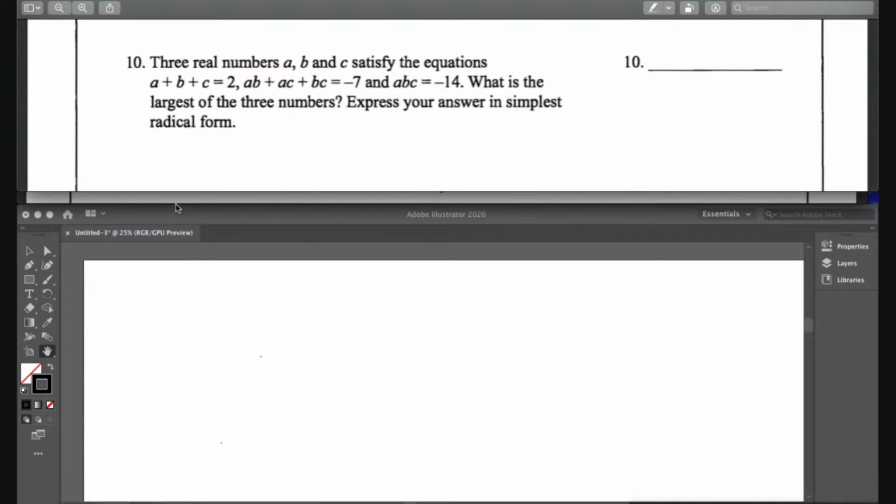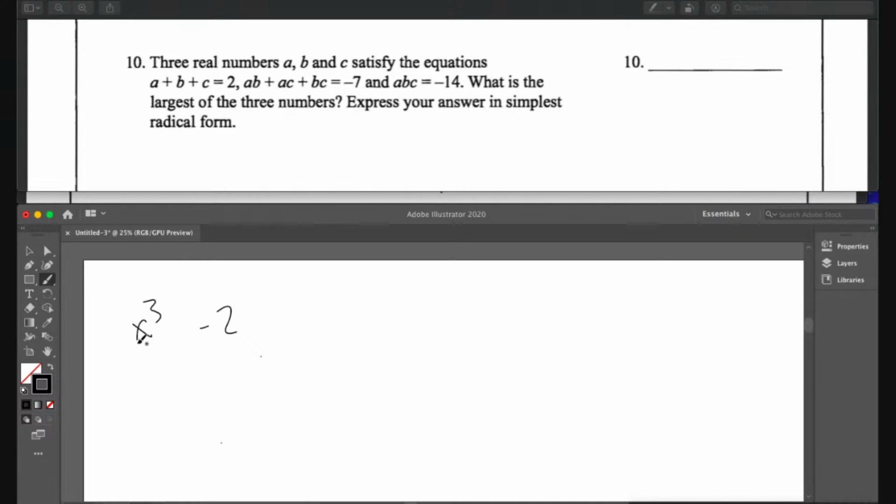You can see that this is already in Vieta's form. So if you have the sum, it's 2, and it's a cubic, I'll have x cubed with a coefficient of one. And if the sum of the three roots is two, then the second coefficient has to be negative two.